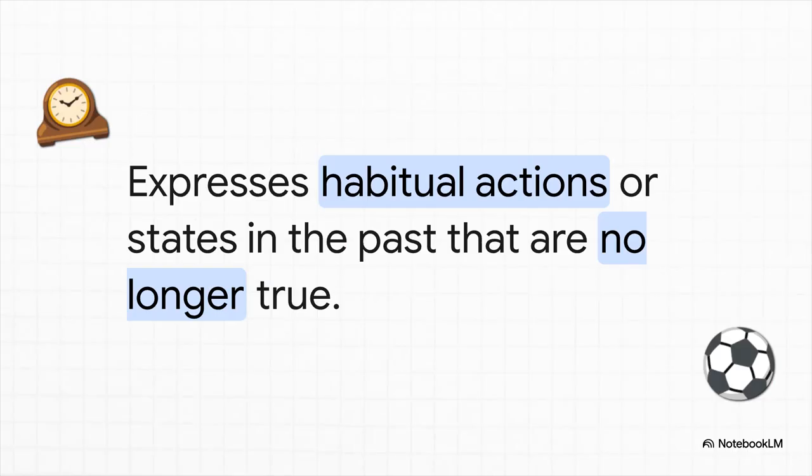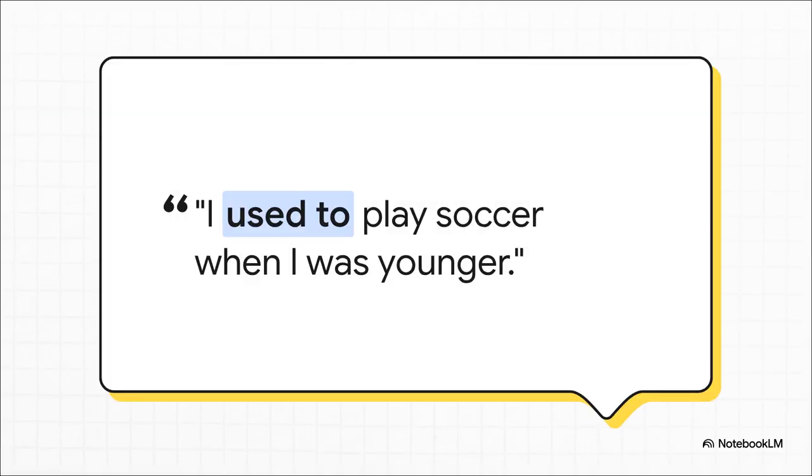Our next rebel, used to, is a total specialist. Its entire job is to look back into the past and describe habits or situations that just aren't true anymore. This sentence is the perfect example of what it does. It tells you 2 things instantly. 1, I played soccer in the past, and 2, I don't play it now.